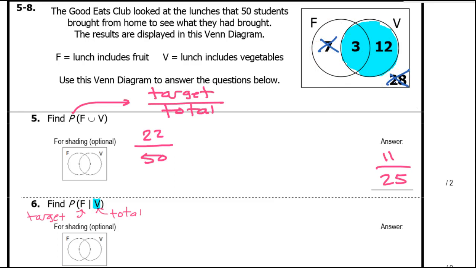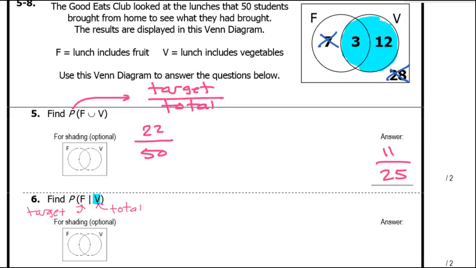Cross out everything else. So since probability is target over total, the new total is 15. Now what's the target? The target is F. Now normally F would be the 7 and the 3, but I crossed out the 7 because that's not part of the total anymore. So the only F number that survived is the number 3. So this 3 is the target. That's why it's going to be 3 out of 15, which is 1 out of 5.